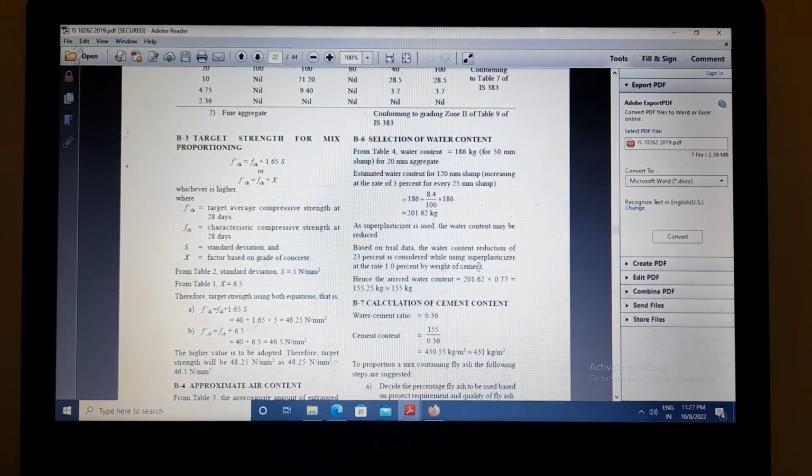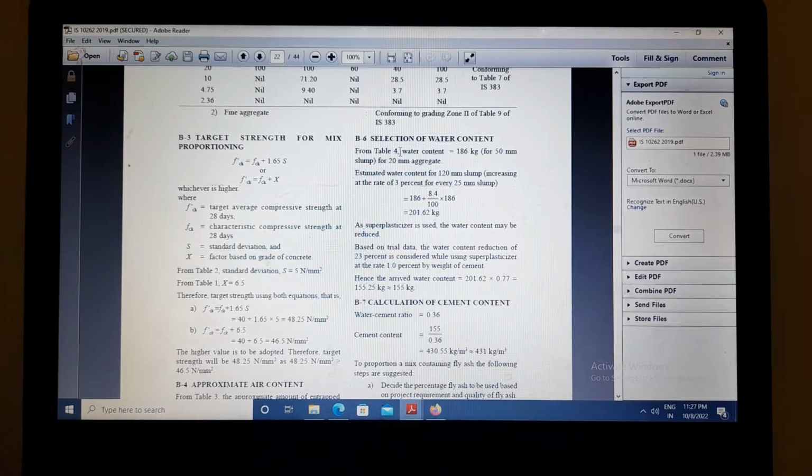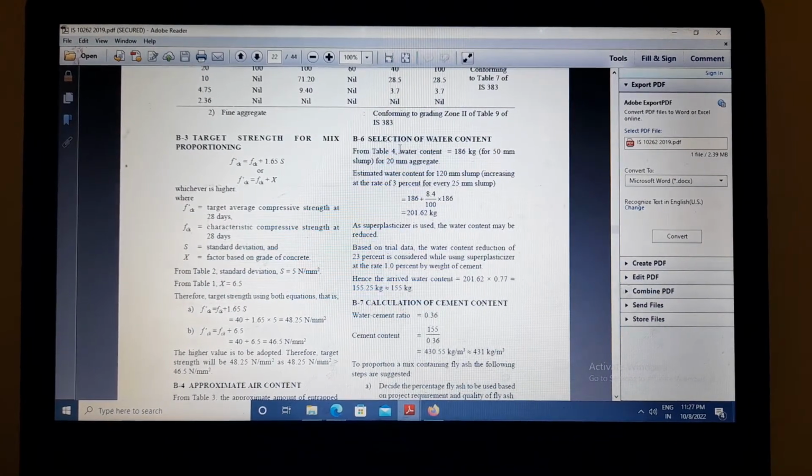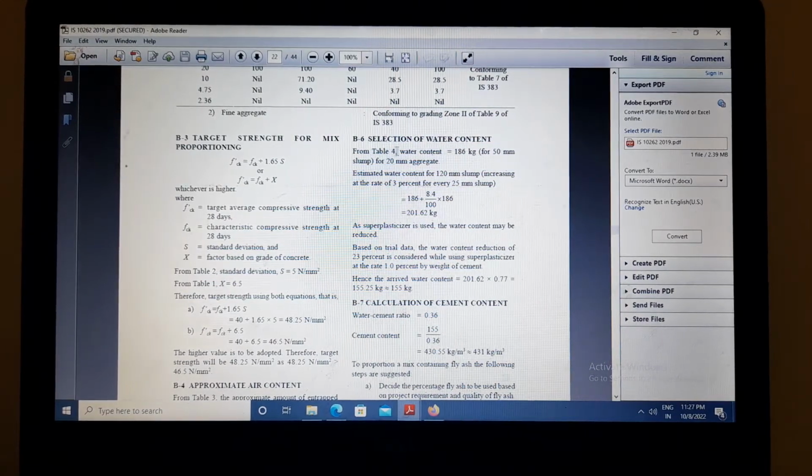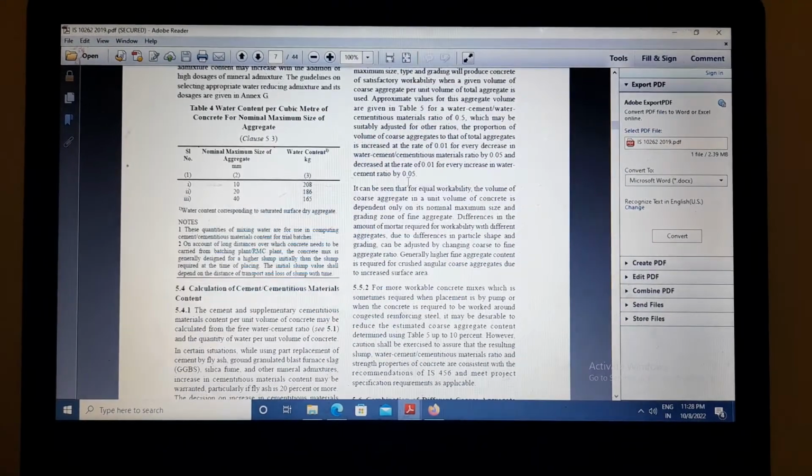Next, you should decide the water content. The water content also should be decided based on experience, but anyway, as per this code we'll discuss. They have given different water content based on the size of the aggregate. You can check table 4. In table 4 they have given water content based on the size of the aggregate. Now I will show you table 4. Please check table 4.